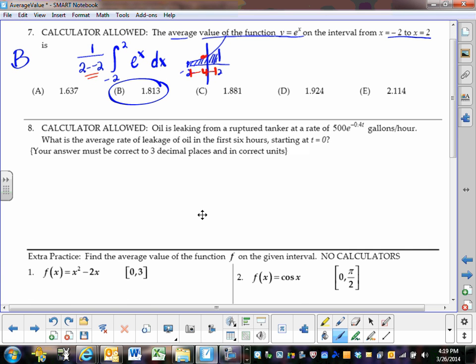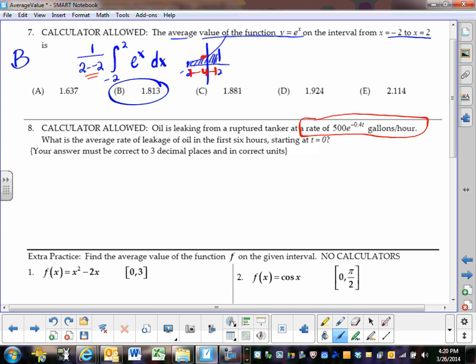This next question is one of the most frequently missed types of questions. Oil is leaking from a ruptured tanker at a rate of 500 e to the negative 0.4t gallons per hour. So notice what that says again. Oil is leaking at a rate of 500 e to the negative 0.4t gallons per hour. So it's going to slow down. It's a decay function. So at time 0, we would have 500 gallons per hour. As we go on toward infinity, we'd eventually be leaking no gallons per hour or close to it.